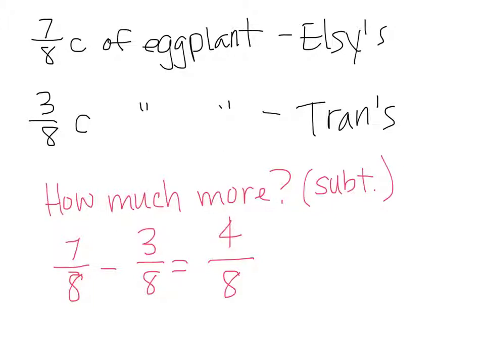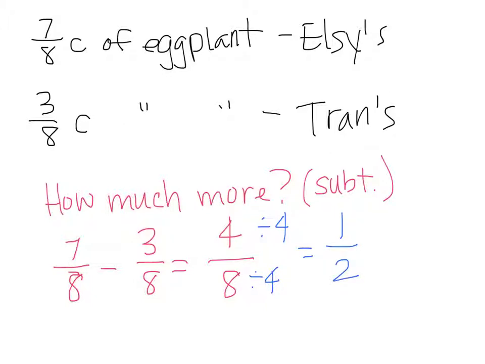Okay, and is this in simplest form? No, it is not in simplest form. So what do I need to do, Brian? Yes, and what is the greatest common factor? Thank you. So you're dividing each side by 4. So 4 divided by 4 equals? And 8 divided by 4 equals? 2. So we have 1/2 here, okay?